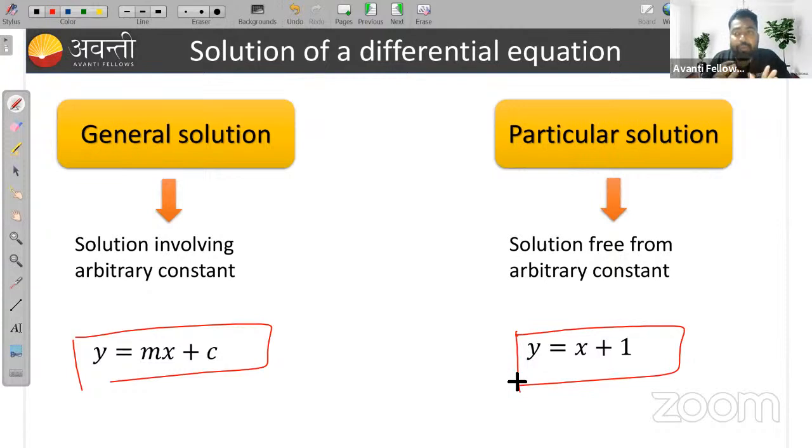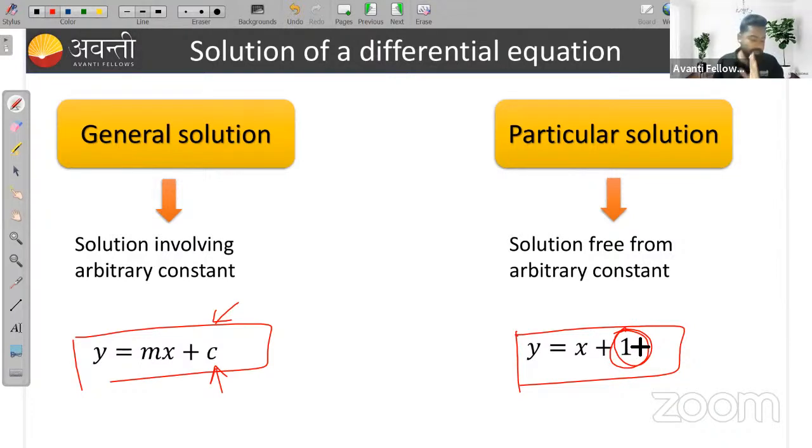Here we don't have any arbitrary constants, but we have a constant 1, not c. In the case of c, you can take any constant. That's why it is called an arbitrary constant. But here we have a constant only, we don't have any arbitrary constants. So in that case, we can say particular solution. Is that clear to everyone?